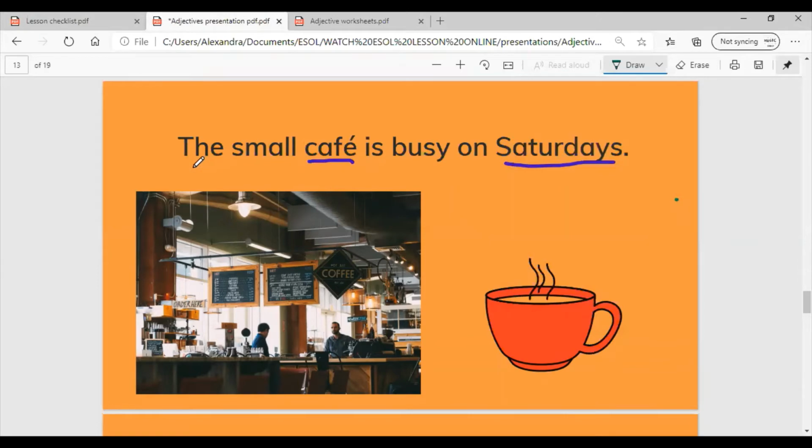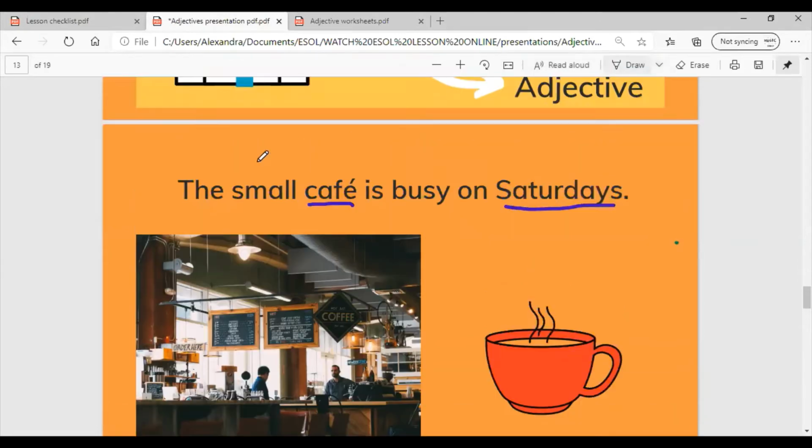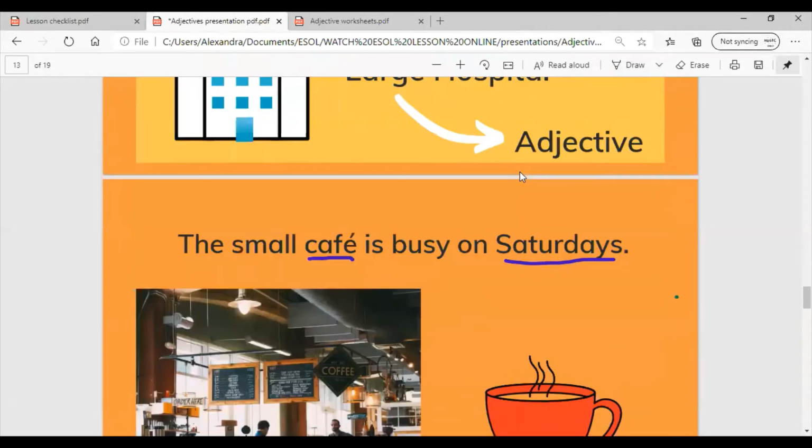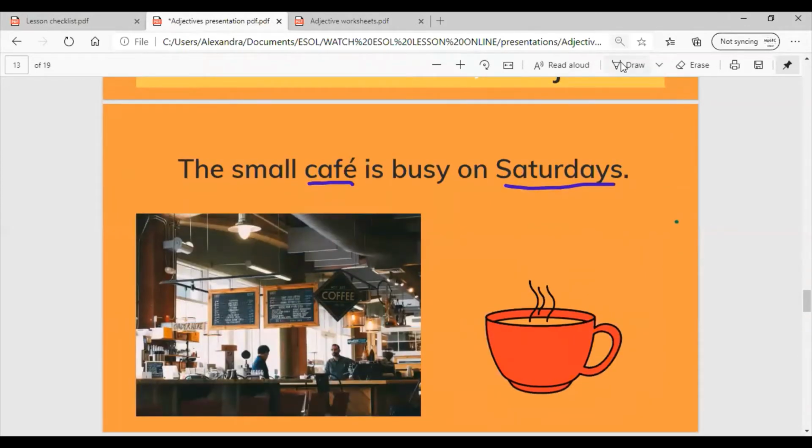If we look at the start, we have the small. So small would indicate size. So remember, this comes from our size category. So small would be one of our adjectives. And then the small cafe is busy on Saturdays.